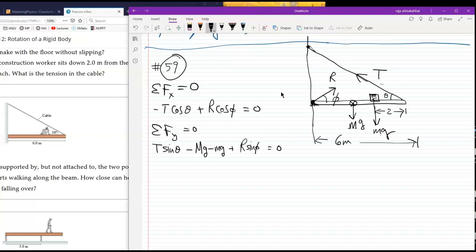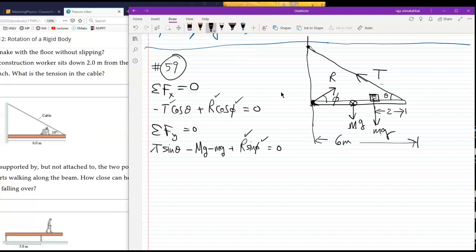Okay? The problem is I have too many unknowns. I have phi, yes, phi. I don't know phi, I don't know R, and I don't know T. I have too many unknowns. The rest I know, but it's just too many unknowns. Same thing with this equation. I have more than one unknown. I don't know phi, I don't know R, and I don't know T. So it is a problem. You see what I'm saying? So how do we solve it?